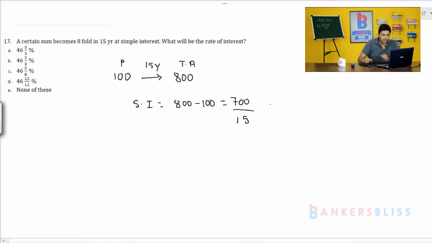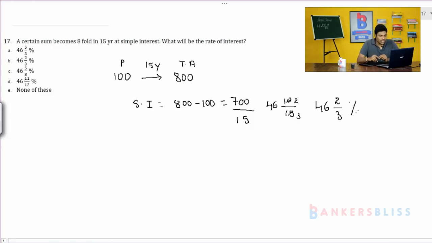So 700 by 15: 15 4s are 60, 10 carry over 100, 15 6s are 90, 46, 10 is the remainder, 10 by 15. Further you can simplify, 5 2s are 10, 5 3s are 15, altogether you are going to get 46 2 by 3 percentage.